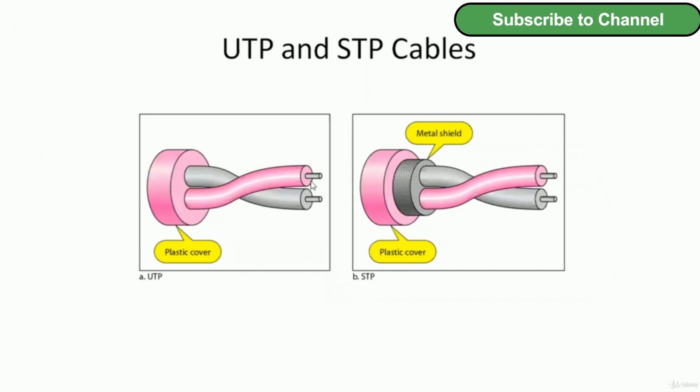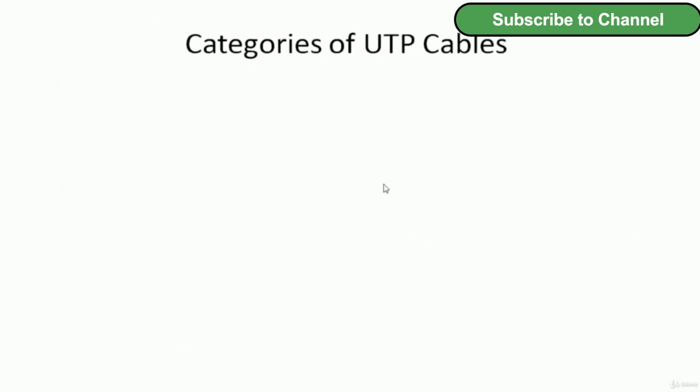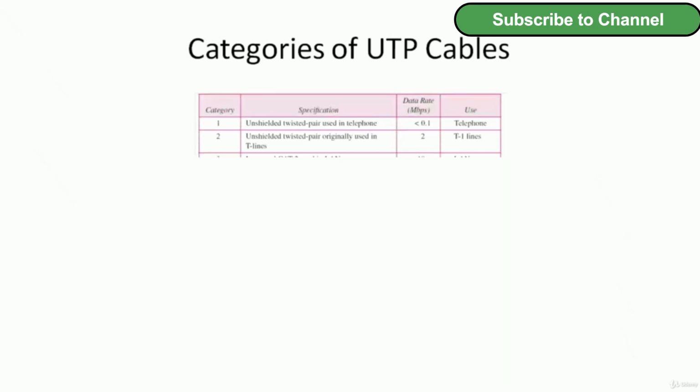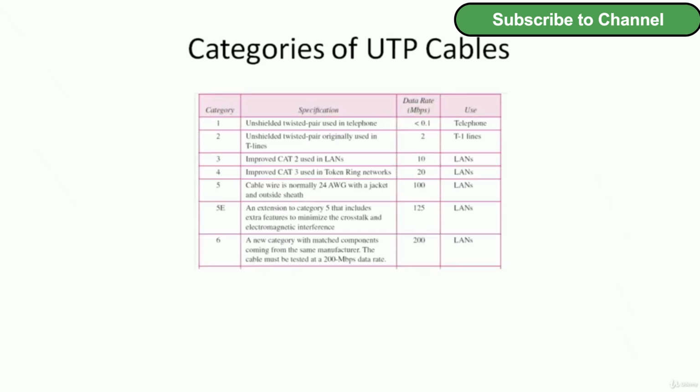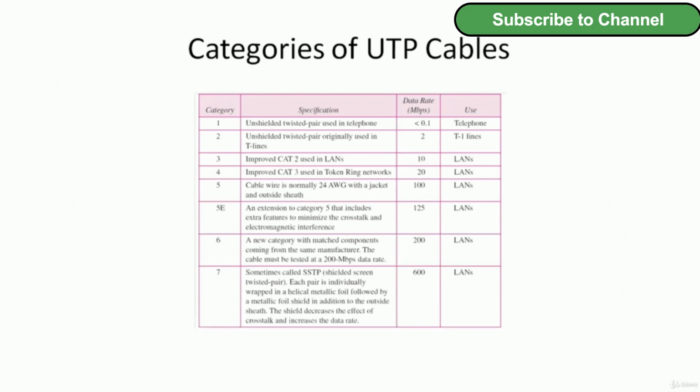So these are the UTP and STP cable. Then categories of the UTP cable. We have to study these different categories of the UTP cable, and you can see in this figure, the first column is the category, then the specification is there. After that, the data rate is there, that is in Mbps, and then its use, where this cable is used. So category 1 is unshielded twisted pair used in the telephone, whose data rate is less than 0.1 Mbps and used in telephone.